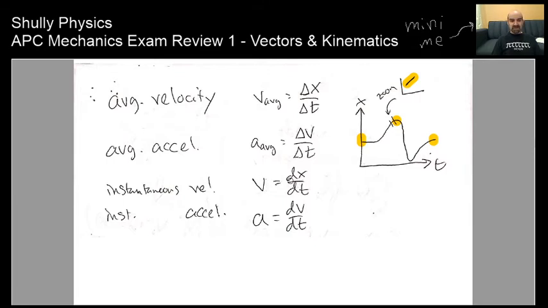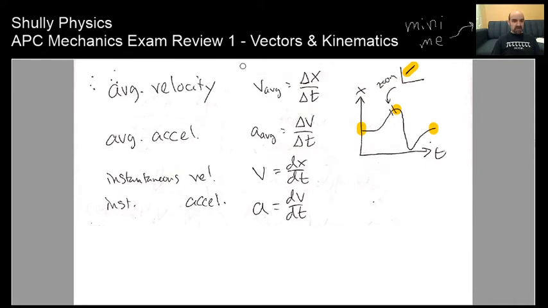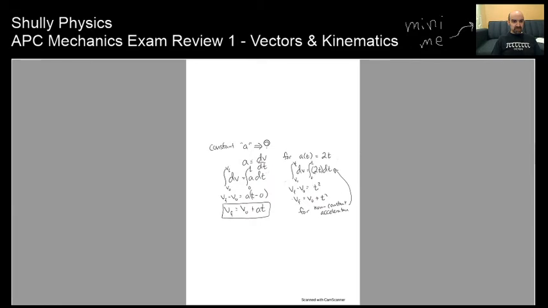So the velocity is the time derivative of the change in position, the displacement, whereas instantaneous acceleration is the time derivative of velocity if you have a velocity function like that. So continuing on, where do we get the kinematics equations from?